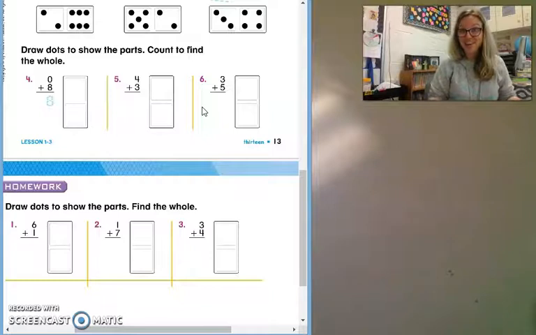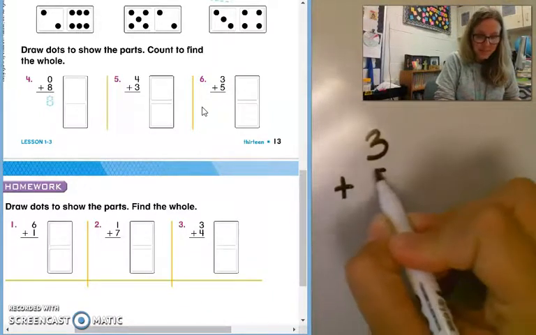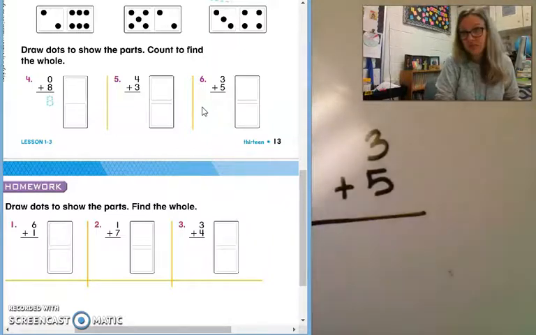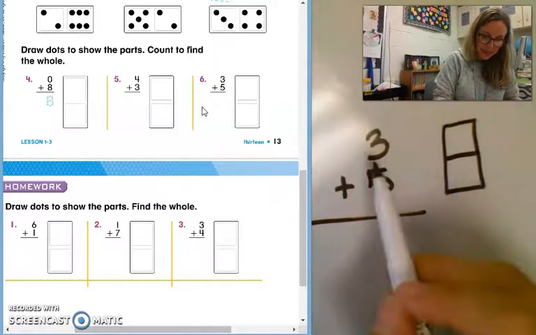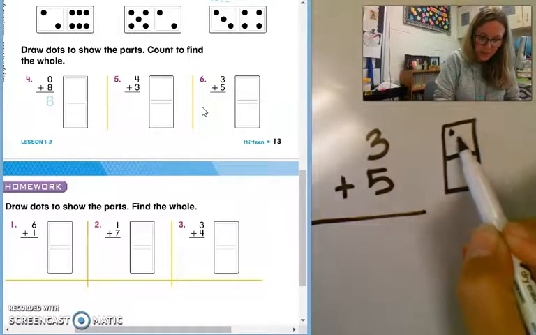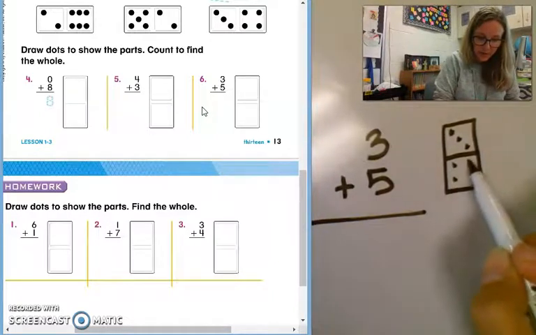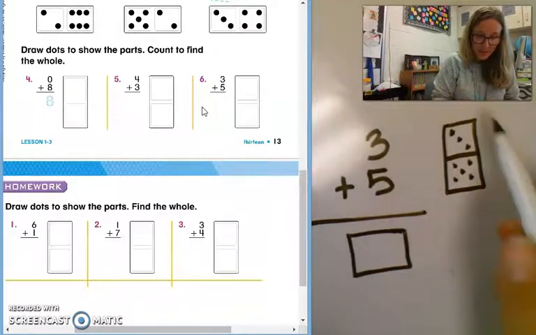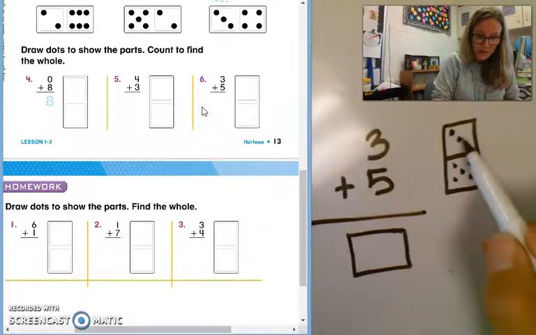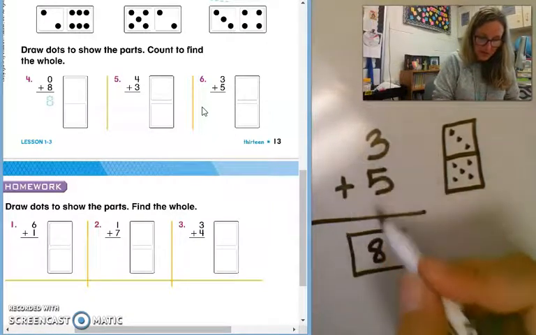Let's do number 6 together, and then I will have you finish up the other side of this page on your own for more practice. So number 6 says 3 plus 5 equals some number we don't know. I put my domino here, and remember, first part, 1, 2, 3. Second part, 1, 2, 3, 4, 5. Down here is my sum or my whole, 1, 2, 3, 4, 5, 6, 7, 8. 3 plus 5 equals 8.